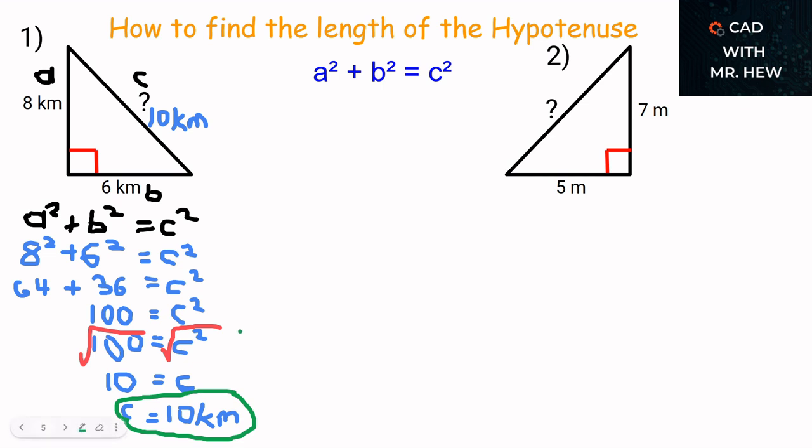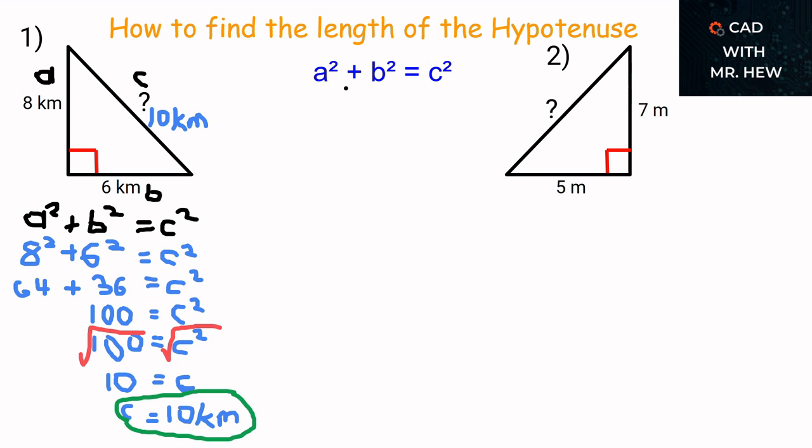We're going to go to question 2 now, right? And again, we're finding the length of the unknown side, right? And the longest side on a right triangle is called the hypotenuse. Okay, so we're given the two other sides. One is 7 meters and the other side is 5 meters, right? It's a right triangle, so we can use the Pythagorean theorem to find the unknown side, which is the hypotenuse.